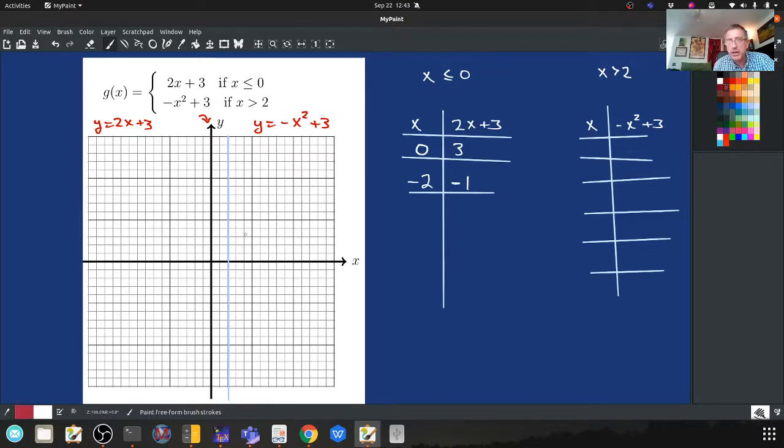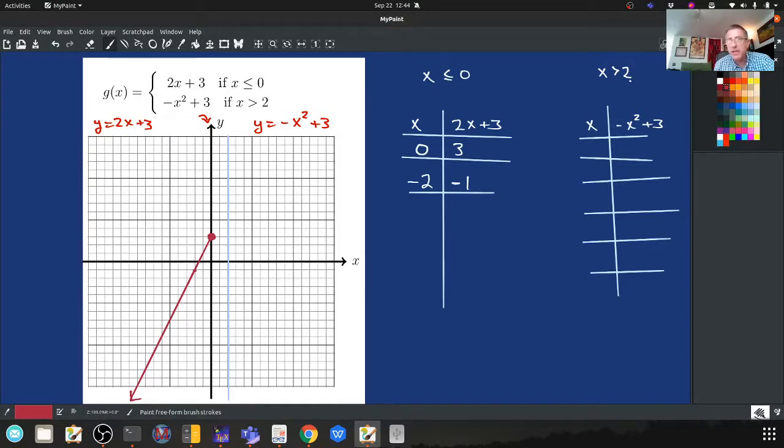Let's go ahead and plot it. 0 and 3 is right there, and then minus 2 and minus 1 right there. So I can go ahead and draw that graph. And right here, since it actually touches the line, what you're supposed to do is make a big blob right there, indicating that that point is included in the graph.